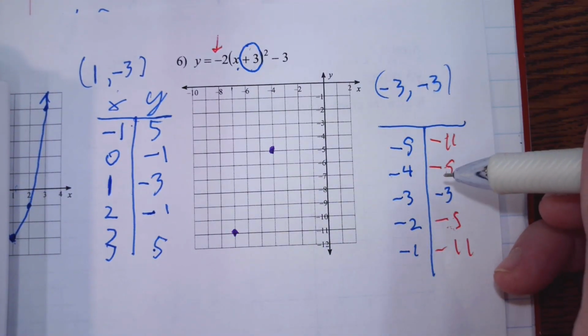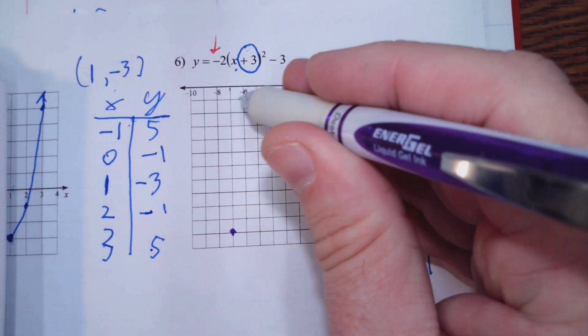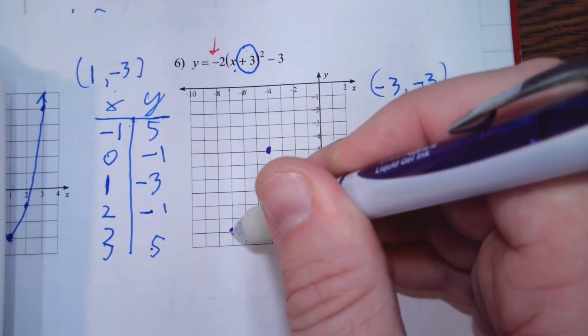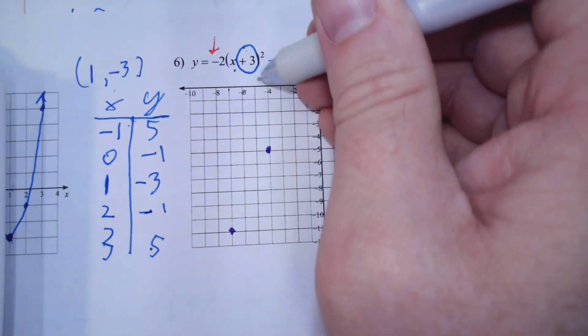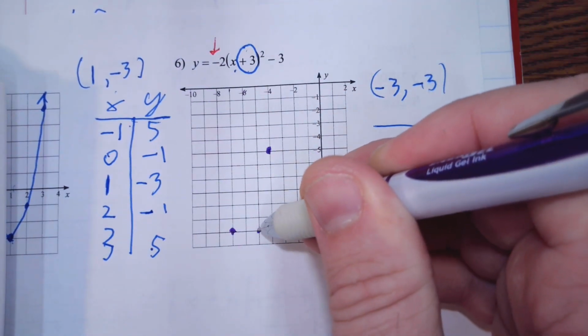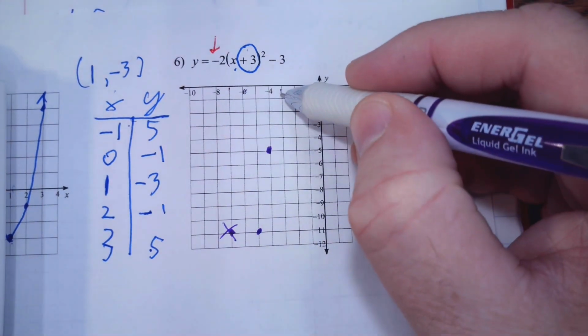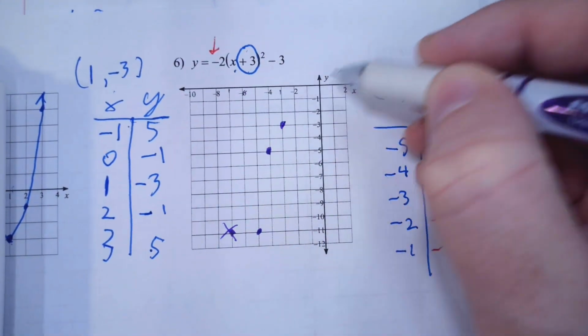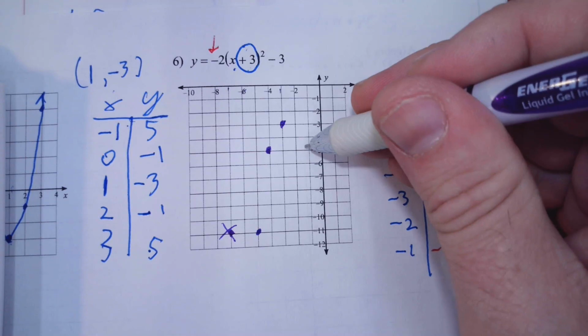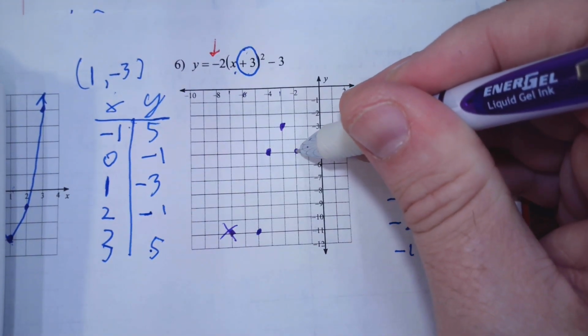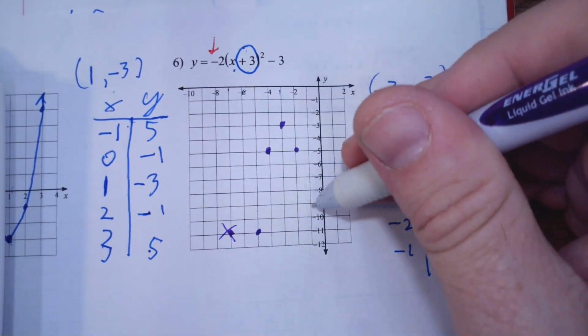Is that the right place to put it? I feel as though this is not the right place to put it. I feel as though this is -5. Okay, so ignore this one. I was wrong. -3 is right here. -2, -5. And -1.